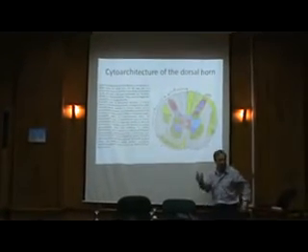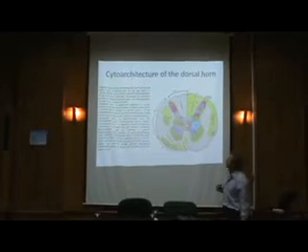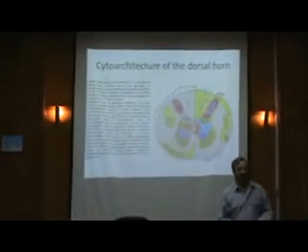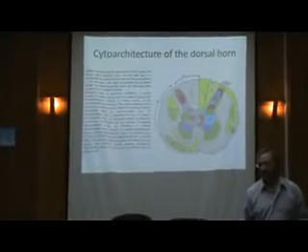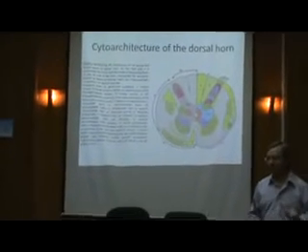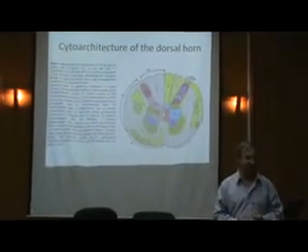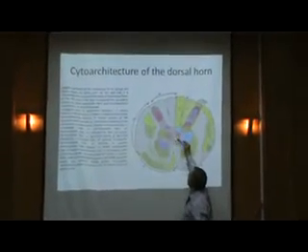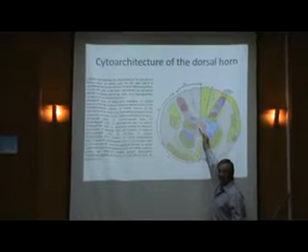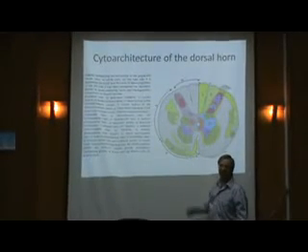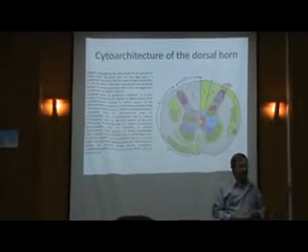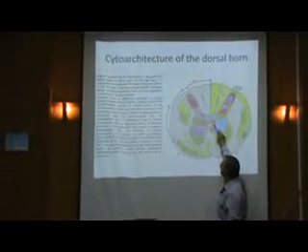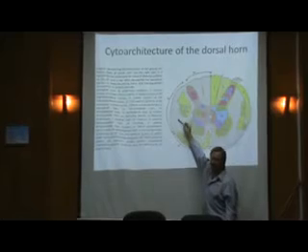What is most important for us? This is a general representation of what we have in the spinal cord. Basically, we have two components: the gray matter and the white matter. Gray matter surrounds the ependyma and has a butterfly-like shape. Okay? This is the gray matter. And we have white matter.